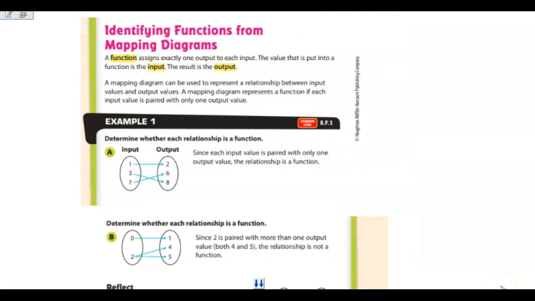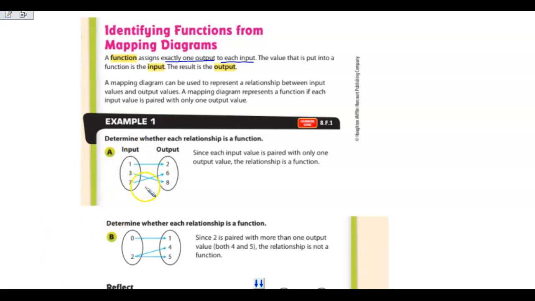Ways to identify functions from mapping diagrams. A function assigns exactly one output to each input, and that is important. Exactly one output to each input. The value that's put into the function is the input, and the result is the output. A mapping diagram can be used to represent a relationship between input values and output values. A mapping diagram represents a function if each input is paired with only one output value.